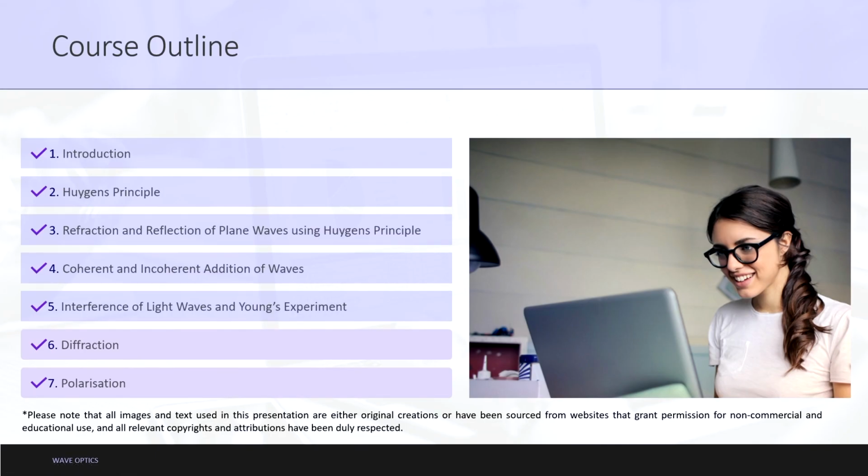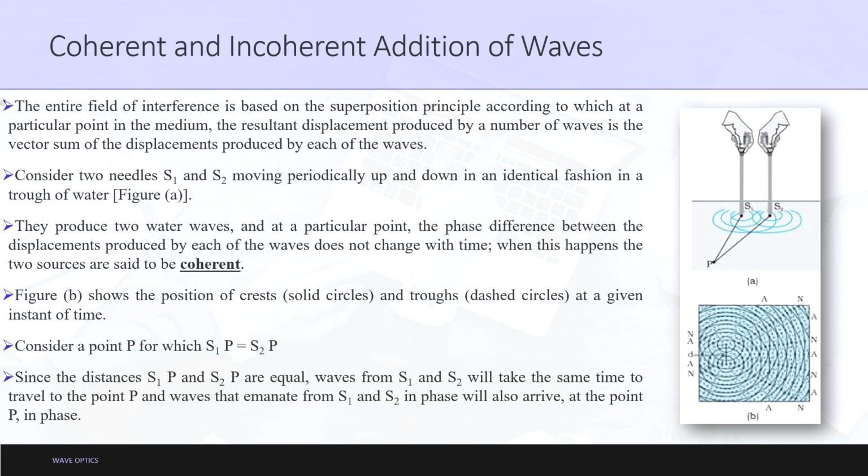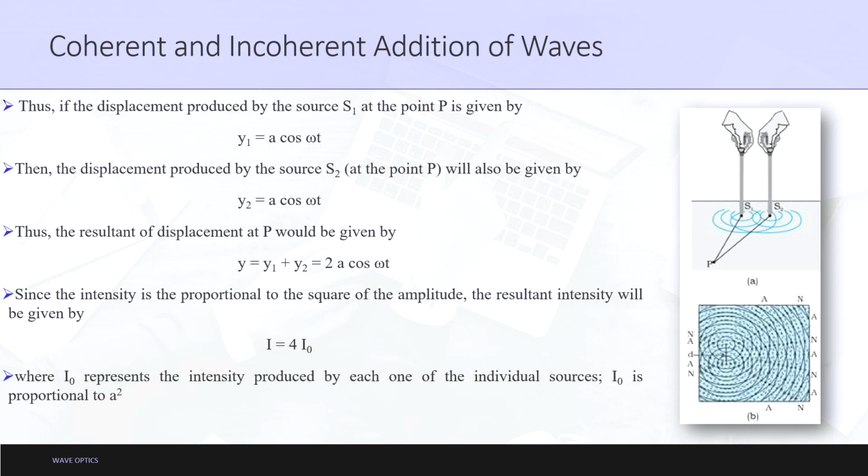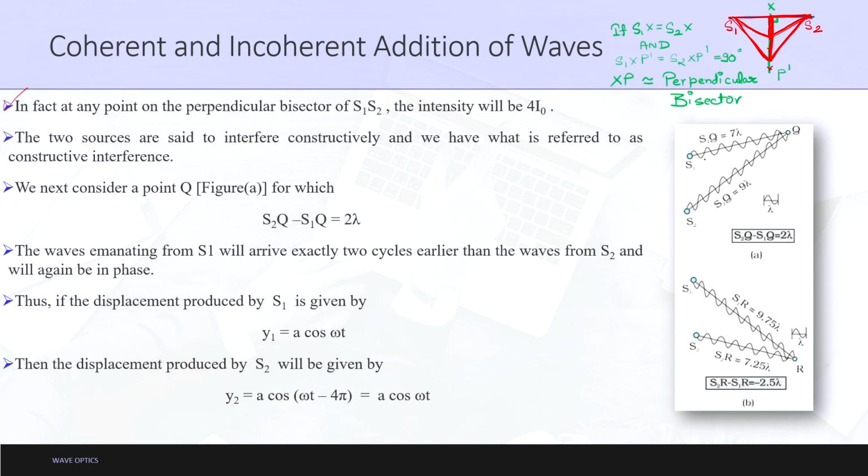So, this is the course outline. We have concluded the first topic, second Huygens principle, refraction and reflection of plane waves using Huygens principle, and right now we are in coherent and incoherent addition of waves. So, this is the concept I already explained to you in the last point. Today let us move on with this next line. This was the last explanation done in the last lecture. Now, let us move on with this second point here.